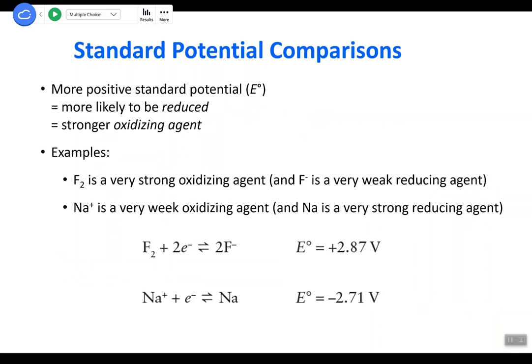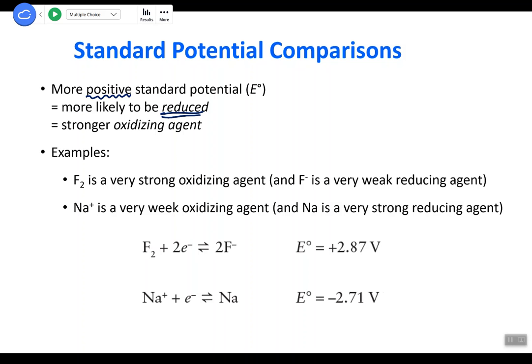So we need to know how to compare these standard potential values. Now I'm just going to go back. No, I'll leave it for a second. This half cell potential, because we compared it to the standard hydrogen potential, whatever number is more positive, the more positive this half cell potential is, the more likely that species is to be reduced.